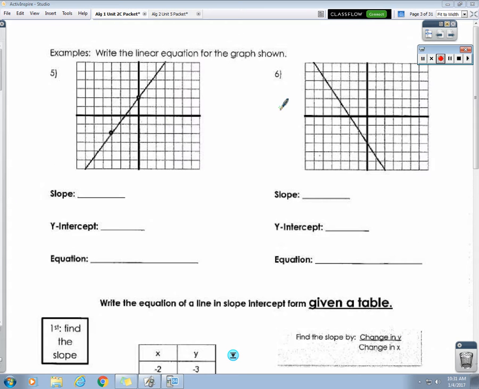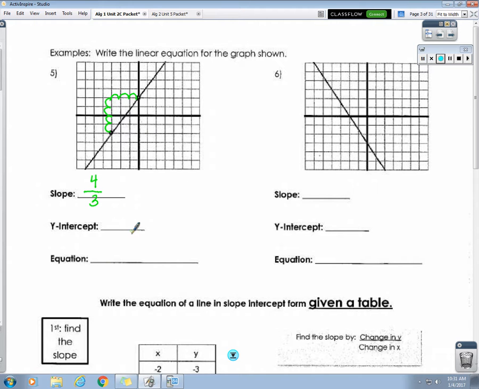Video back. Alright, number 5. When you did the slope, the rise over run, how many did you have to rise? Look, 1, 2, 3, 4. So your rise is a +4 because you went up 4. How many do you have to run? 1, 2, 3. And since you go right 3, it's a +3.